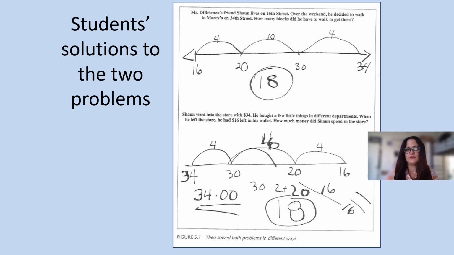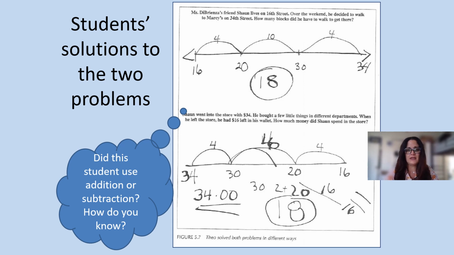Here we see student solutions to the two problems that we discussed on the previous slide. It is clear to see that the student used the number line to think through both problems and represented it here. You can see clearly that in the first number line, the student used the strategy of think addition to solve the problem, whereas in the second problem, the student simply subtracted using a number line.